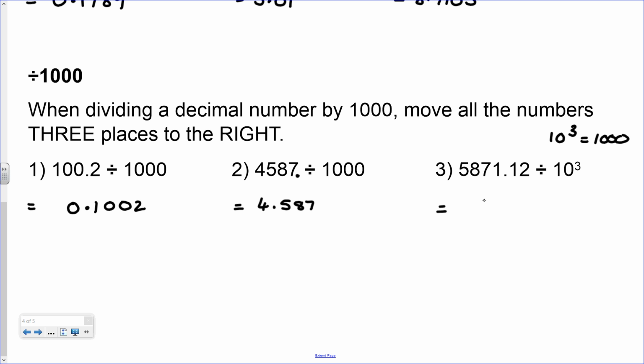So we've got 5,871.12 divided by 1000. So all those numbers are going to move 3 places to the right, and that becomes 5.87112. Or think about moving that decimal place to the left 1, 2, 3 places.